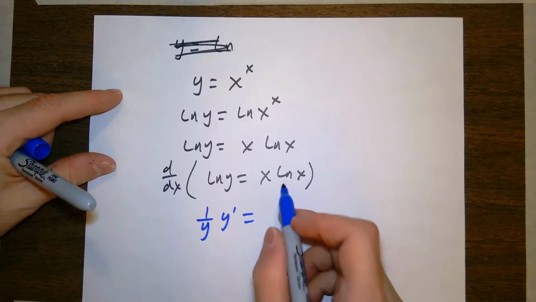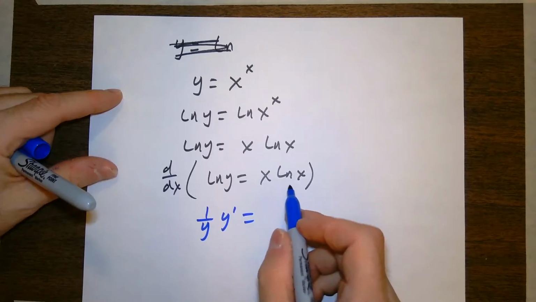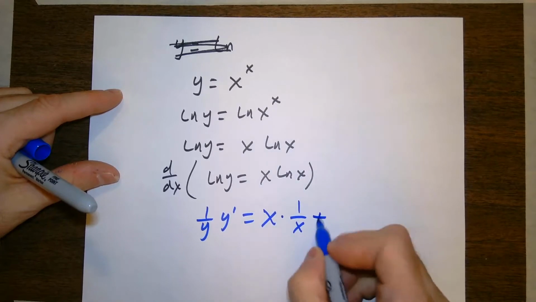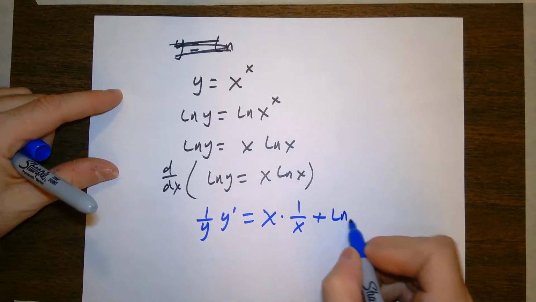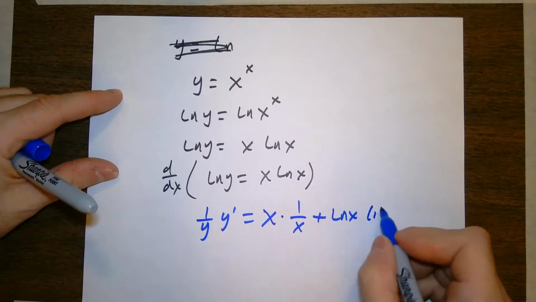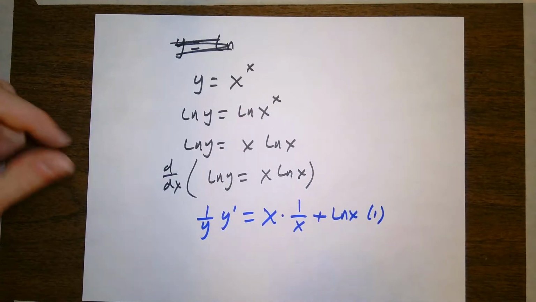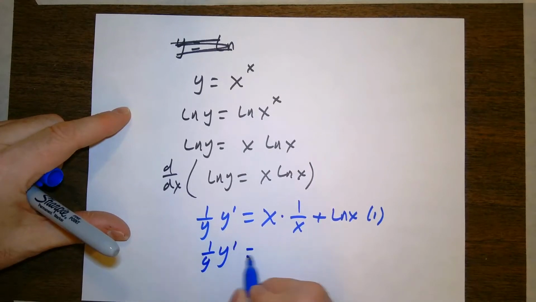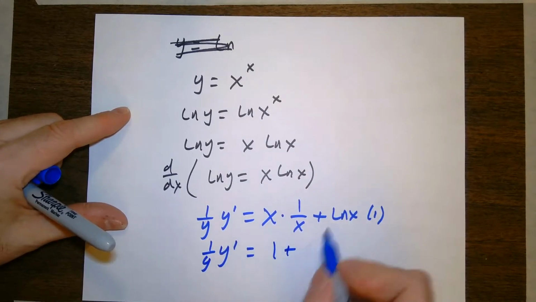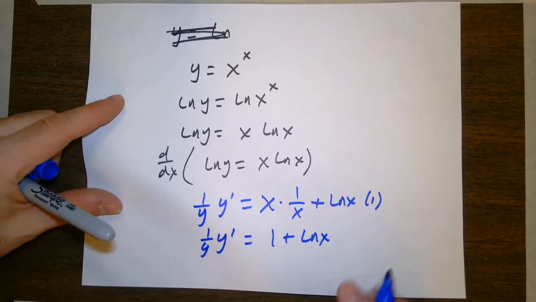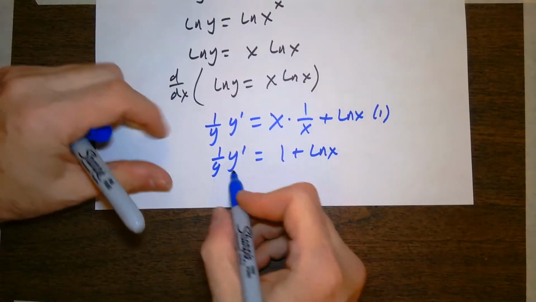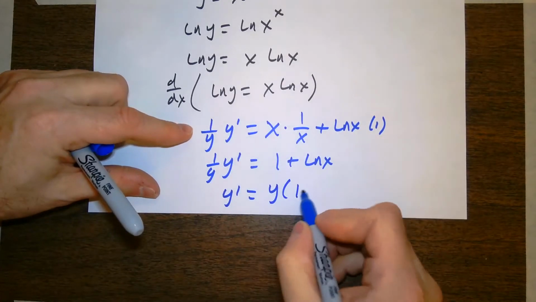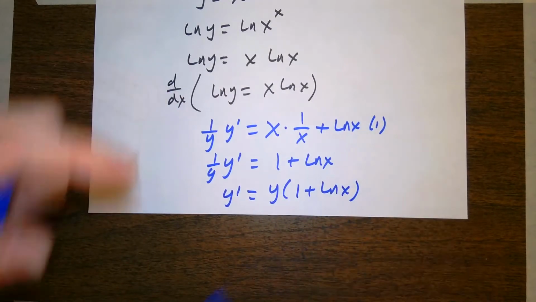Equals, okay, what's happening over here? Over here I've got the product rule, x times the natural log of x. So it's going to be the first times the derivative of the second plus the second times the derivative of the first. So simplifying it here, I'm going to get 1 over y times y prime is 1 plus the natural log of x. Multiply both sides by y. Y prime is y times 1 plus the natural log of x.